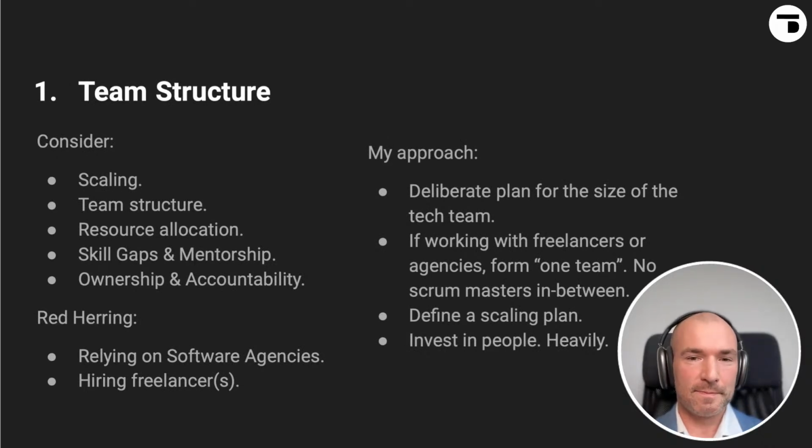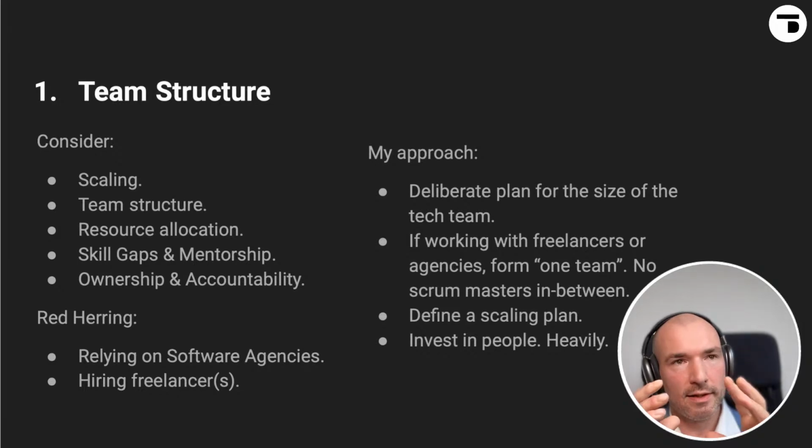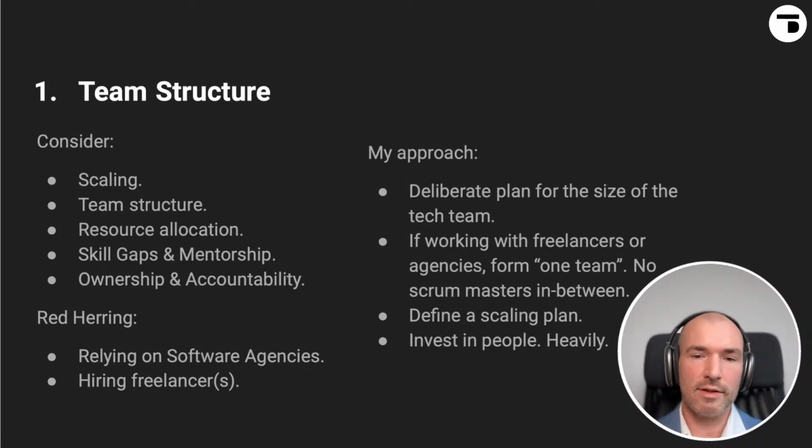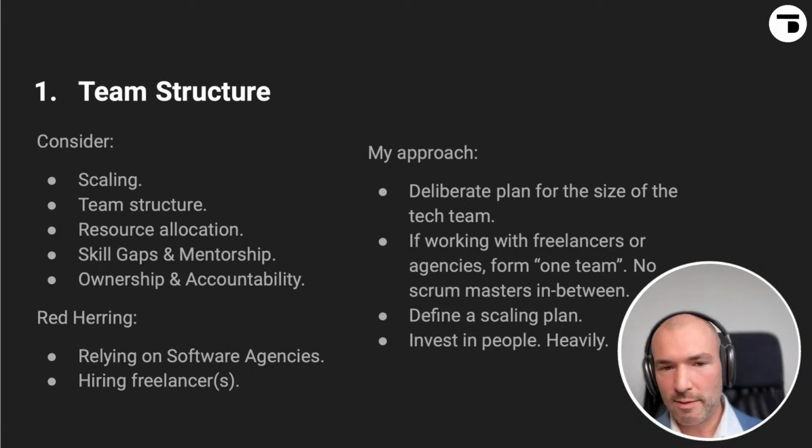First, team structure. My approach here is to deliberately plan for the size of the tech team. If I'm working with freelancers or freelancer agencies, it's really important to form one team. What does that mean? It means that the incentives, the vision, the purpose is aligned. Sometimes that's hard to achieve because agencies or freelancers have different incentives, but it's still possible. It just takes some work.